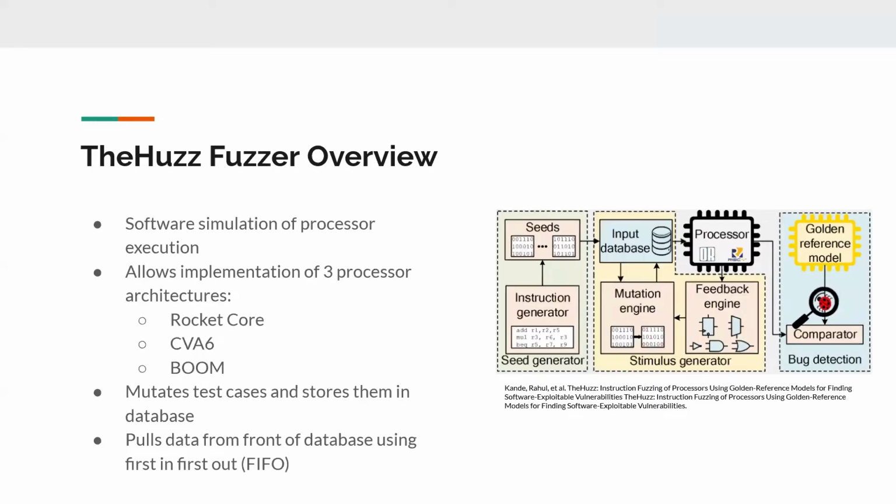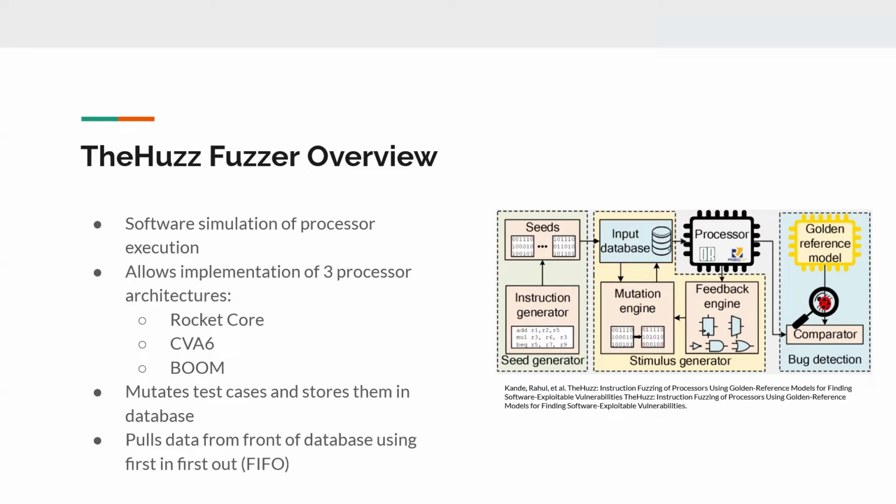So the way that we were performing the hardware fuzzing for our particular project, we were using a piece of software called DifuzzRTL, which is essentially a way to simulate a piece of hardware on a machine rather than using an actual chip. And so with it, we were able to simulate 3 different processor architectures. They were named Rocket Core, CVA6, and Boom.